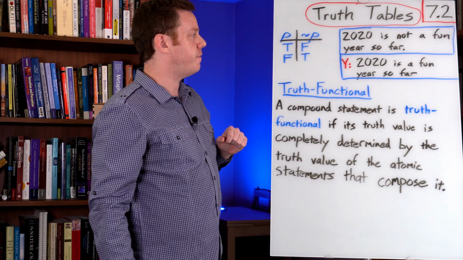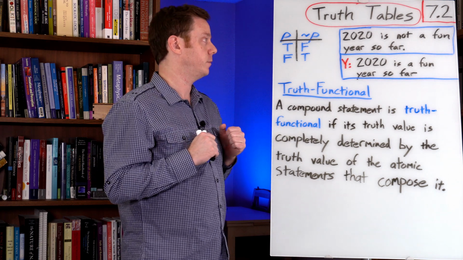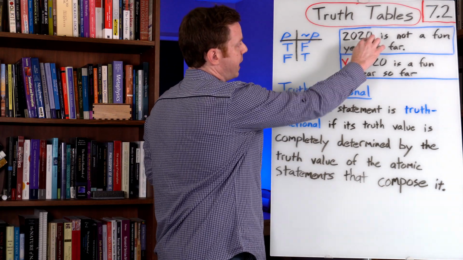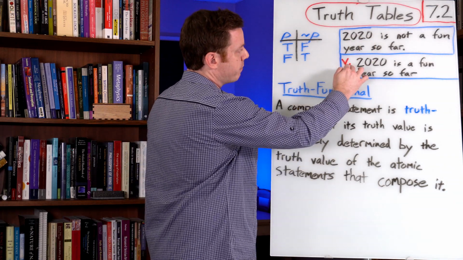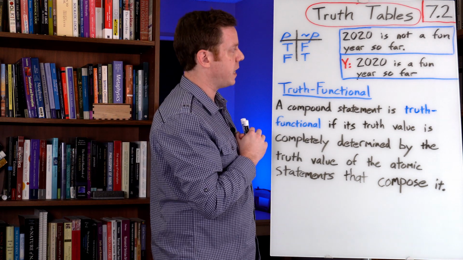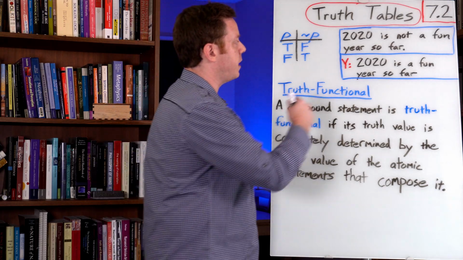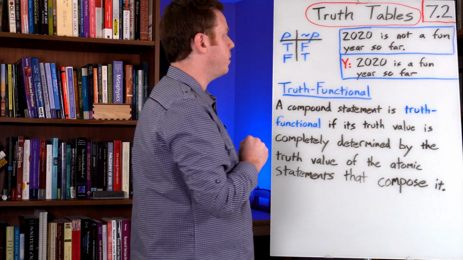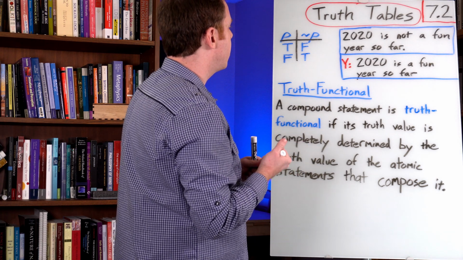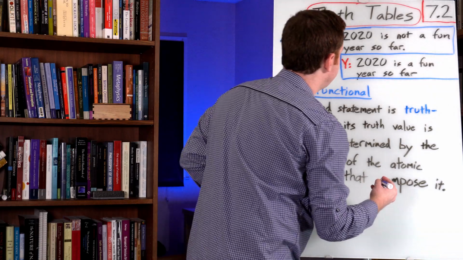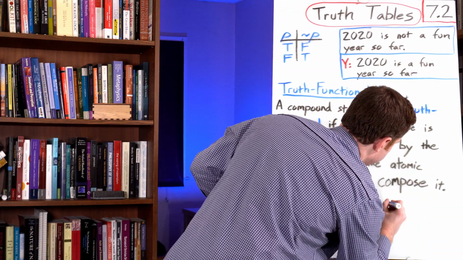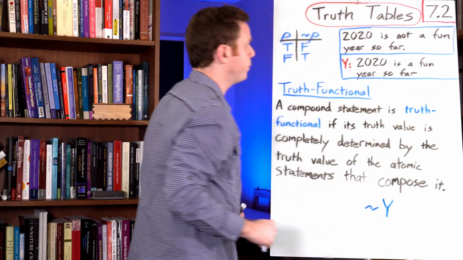What does that mean? Well, take this statement for example. 2020 is not a fun year so far. Sad. Well, how would we symbolize this? We can use this scheme of abbreviation. We use the capital letter Y to stand for the atomic statement 2020 is a fun year so far. And then the only thing we need to add to symbolize this is going to be a negation, right? Because we got that negation in there. So we symbolize our original statement as not Y.